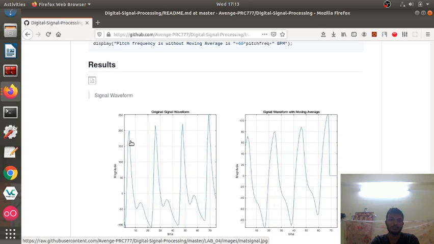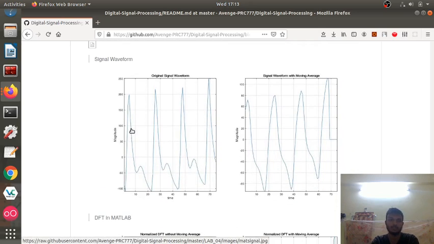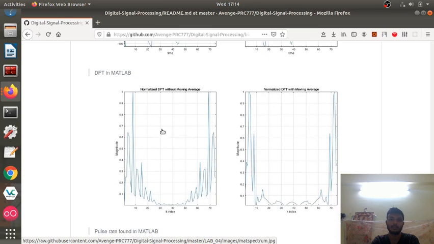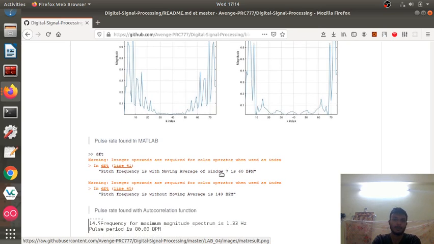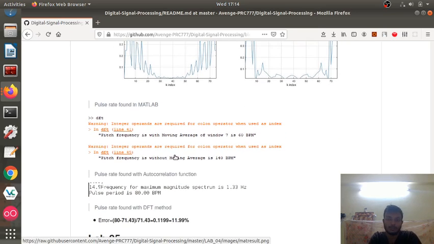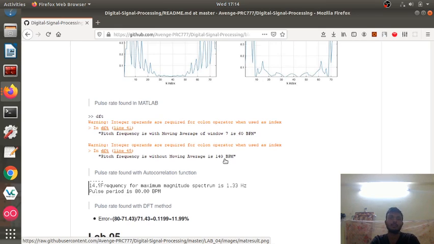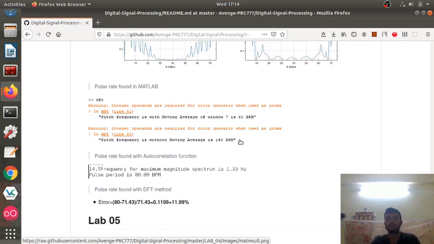So these are the results obtained in MATLAB. This is our original signal waveform, this is the signal waveform with moving average, this is a normalized DFT without moving average, and this is with moving average, that is, the signal has been moving averaged in the time domain. And this is the beats per minute pulse rate that we obtain in MATLAB, which is 60 bpm for a moving average window of 7, and without moving average it is 140 bpm.